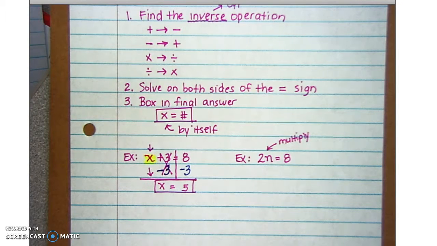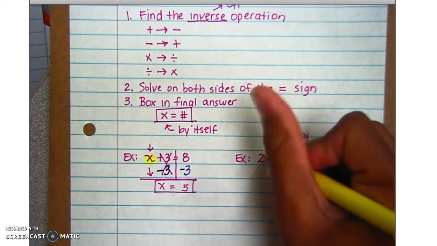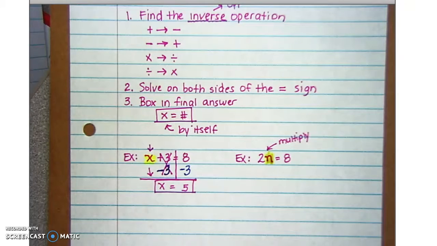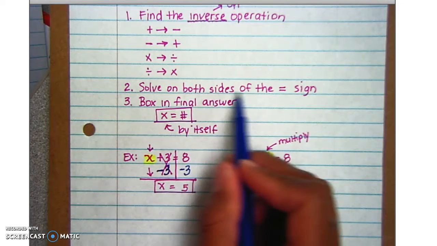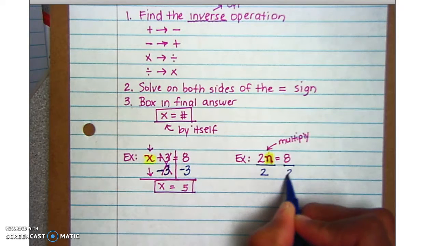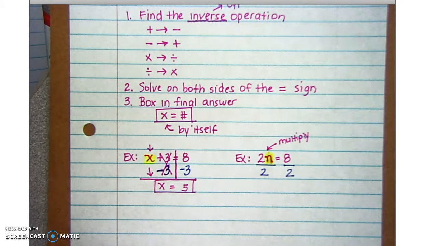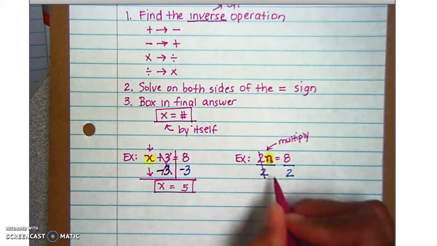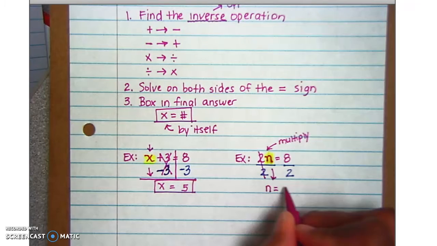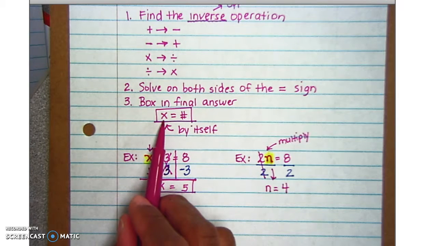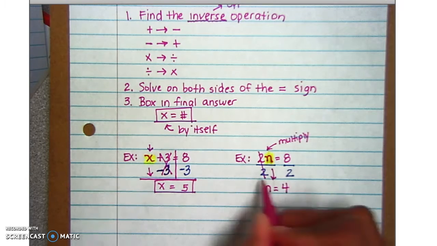And again, here's my variable. So I got to get rid of that 2. So I'm going to divide by 2 on this side, solve on both sides of the equal sign, so whatever I do on one side I have to do on the other. 2 divided by 2 we know is 1, so that's going to cross out, bringing down what we haven't used. And then 8 divided by 2 is 4. If it's in the format we like, where the x is by itself, we are finished with our problem.